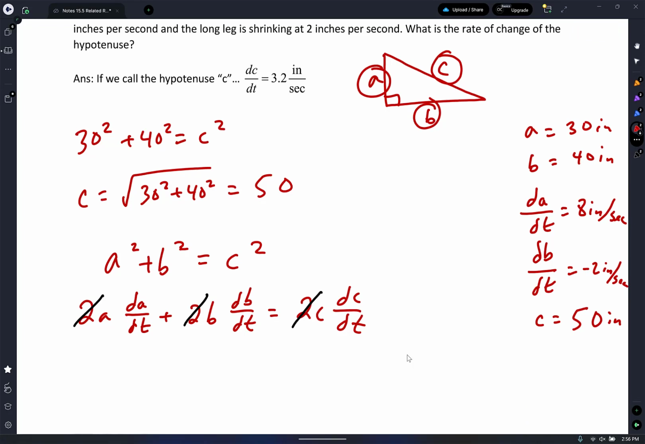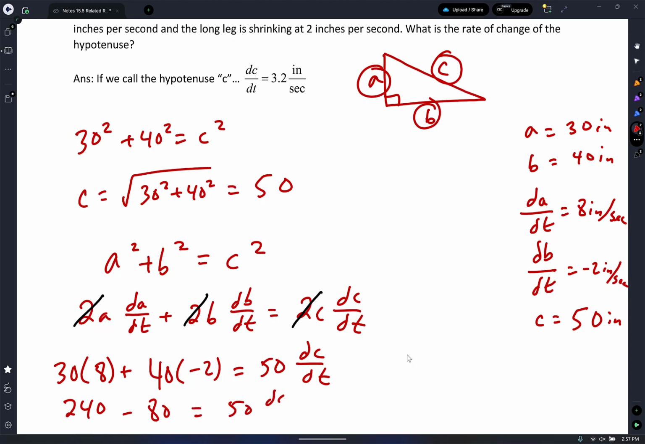And now, let's see, I can isolate dC/dt or I can just plug in and then start solving, which is what I like to do. So here we go. 30 times dA/dt, which is 8, plus 40 times dB/dt, which is negative 2, equals 50 times dC/dt. So let's see, 30 times 8, 3 times 8 is 24, so that's 240. Minus 80 equals 50 dC/dt. 240 minus 80, what's that? 160. So I'm going to write it right here. 160 equals 50 dC/dt.